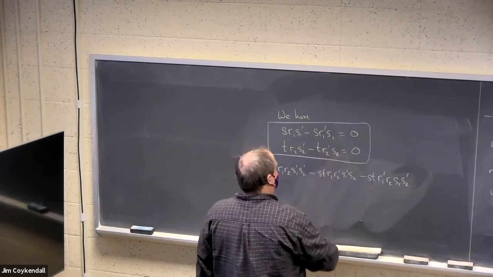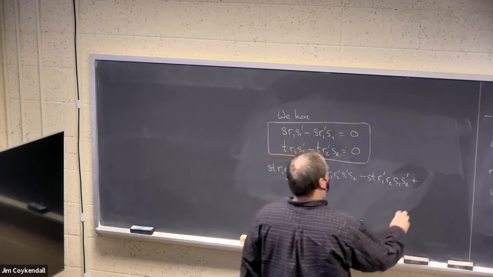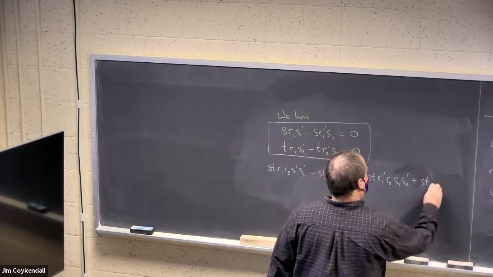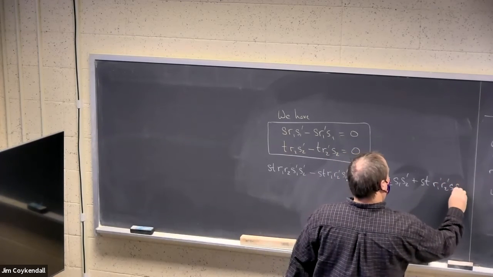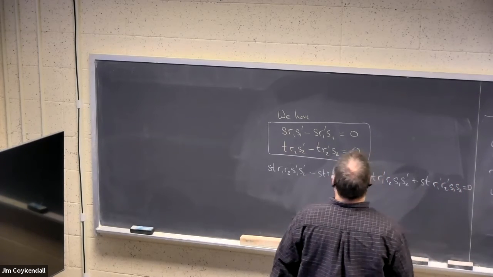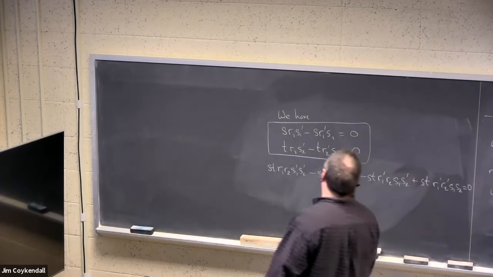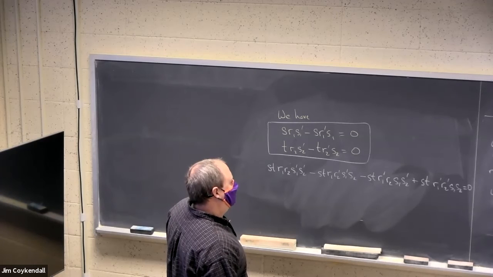And then I get plus ST R1, R2, R1 prime, R2 prime, S1, S2, 0. Right. And that's not quite what we want here. So how do we adjust this, right?